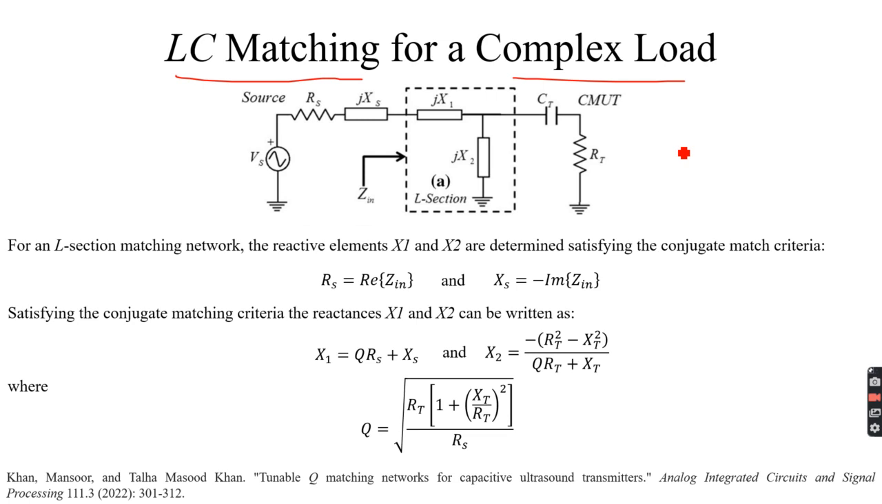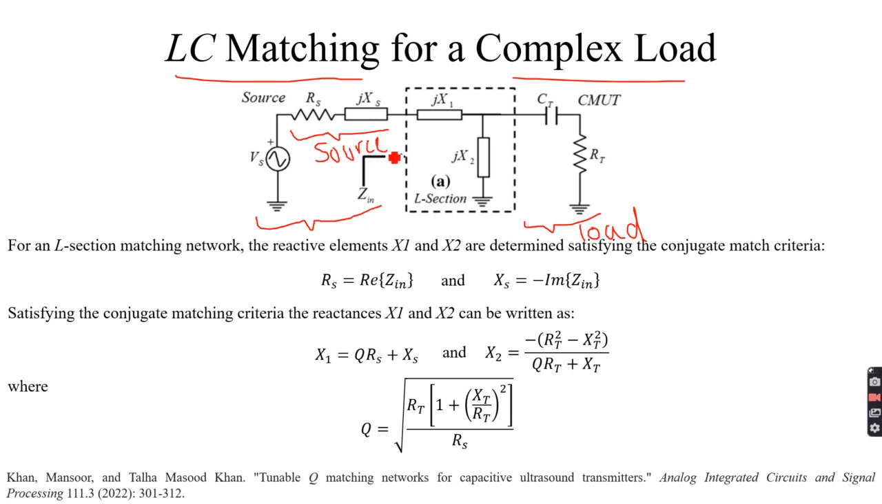For example, if you're dealing with an antenna, at one frequency it could be a combination of resistive and inductive load, and at another frequency it could be a capacitive load, so a combination of resistor and capacitor. So if you have a complex load, how do you match it? This is my load, with the source impedance. This RS plus jXS is my source impedance. So how to do that?